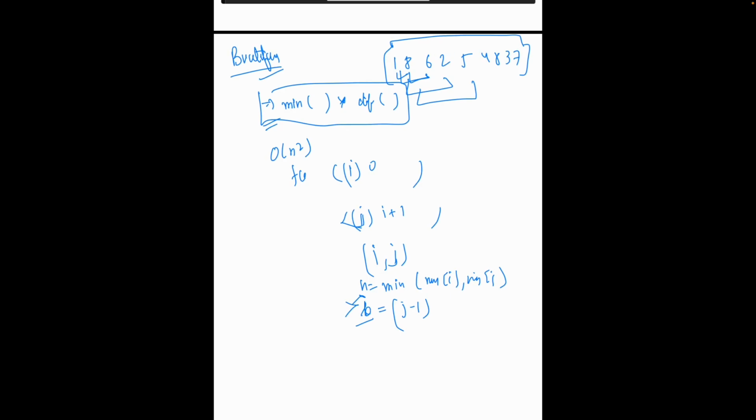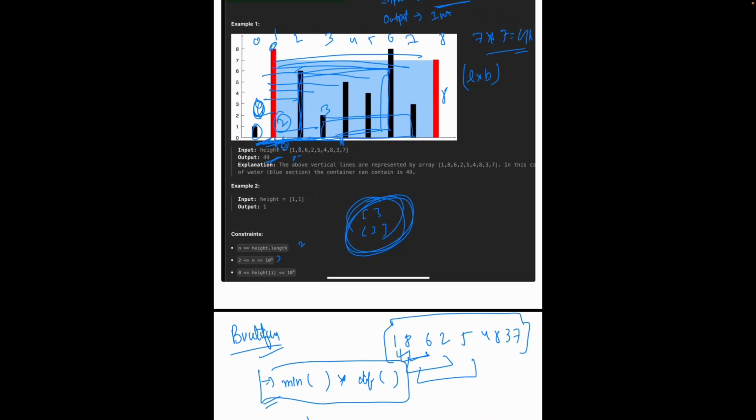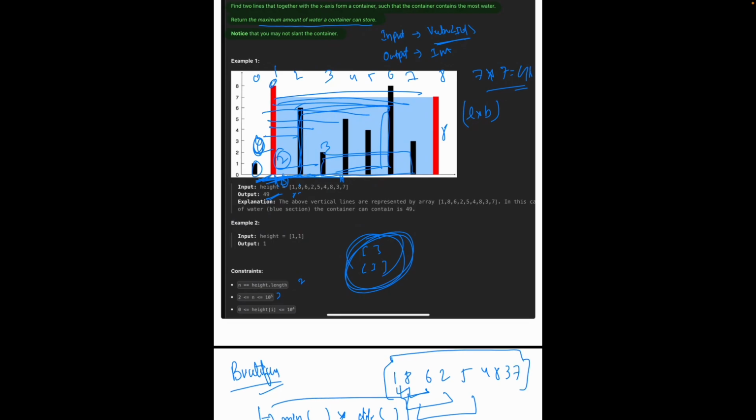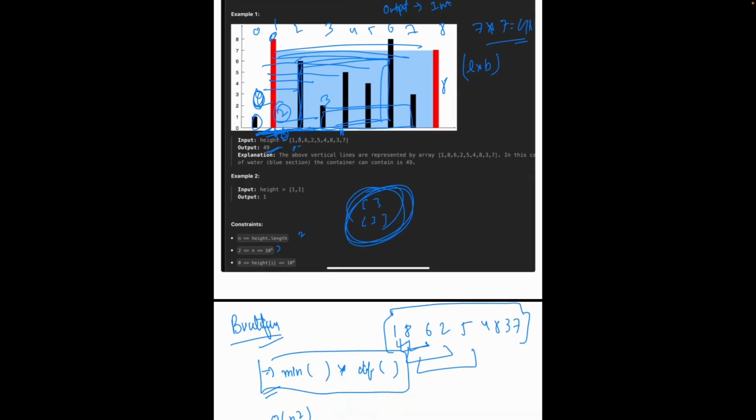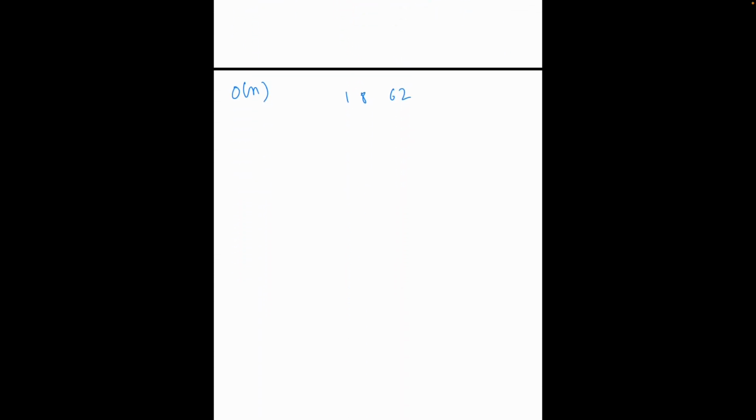So brute force is big O of n squared time complexity, but is there a way we can do this in big O of n? I think we can. Let me start the big O of n solution. So let's take the same example, 1 8 6 2 5 4 8 3 7. What we're going to do is start 2 pointers from front and back.